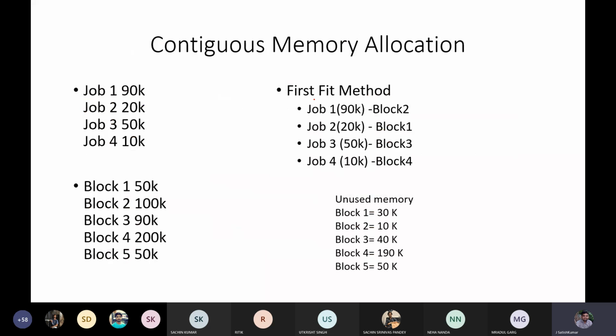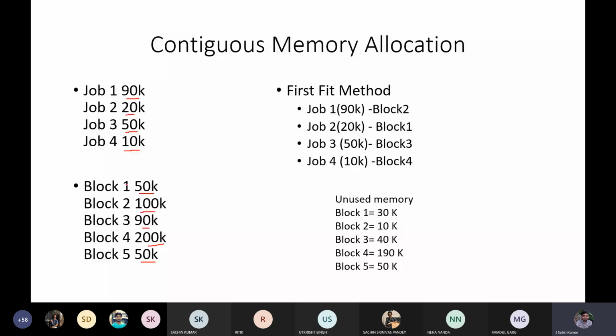Let us take the first method. Suppose job 1, that is process 1, needs 90 kilobytes, job 2 needs 20 kilobytes, job 3 needs 50 kilobytes, and job 4 needs 10 kilobytes. We have 5 blocks available: block 1 of 50 kilobytes, block 2 of 100 kilobytes, block 3 of 90 kilobytes, block 4 of 200 kilobytes, and block 5 of 50 kilobytes.